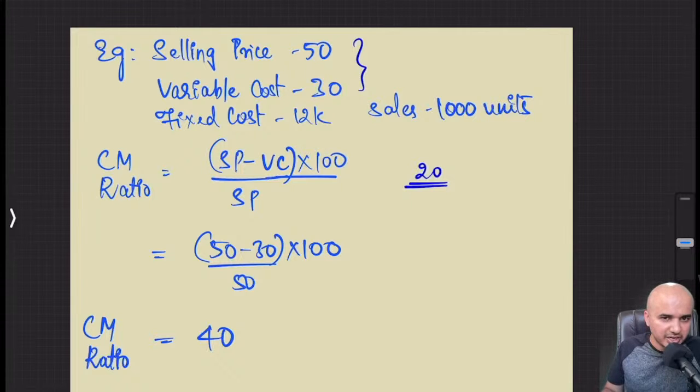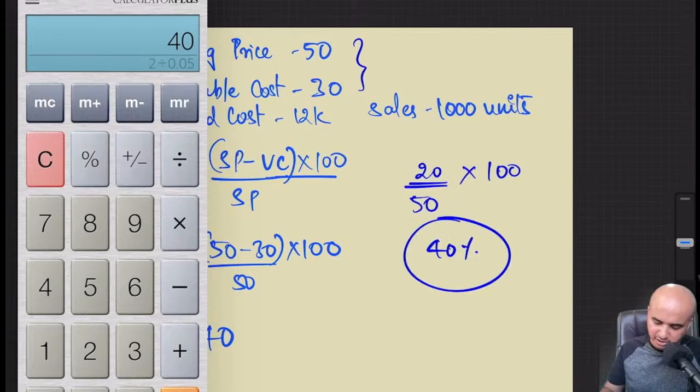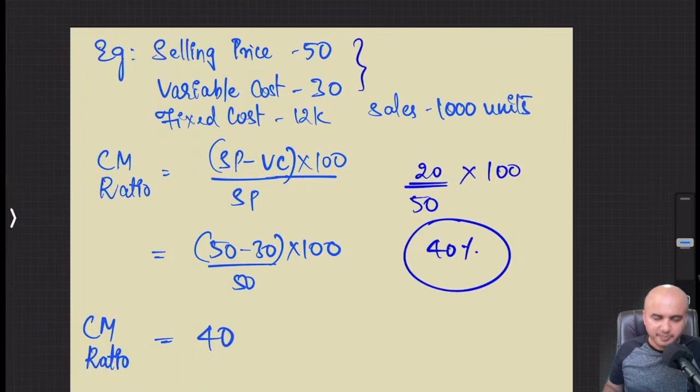So contribution divided by what? Divided by selling price or sales. In our case it is 50. So 20 by 50 into 100. So it will be 2 divided by 5 as a percentage. That will be 40%. That's it. I don't think there is any doubt about these things because these are all pretty straightforward. You just look at the formula, substitute the values and just execute it. Let's move ahead.